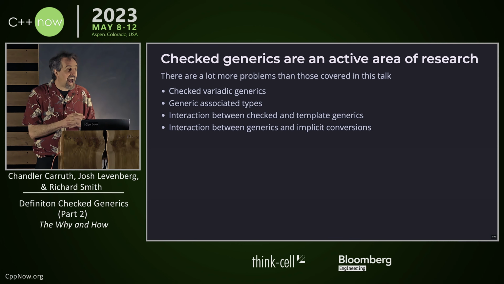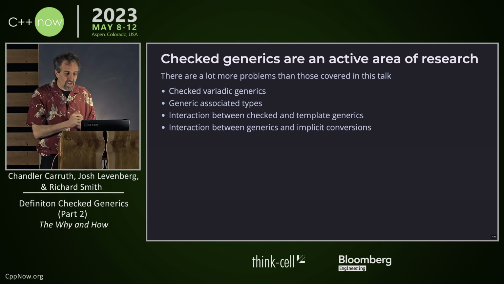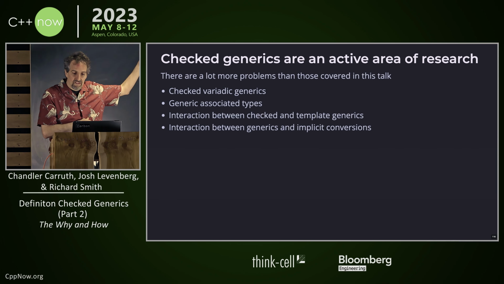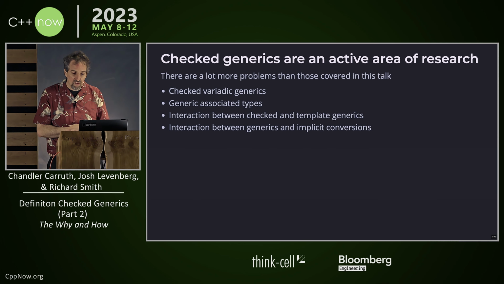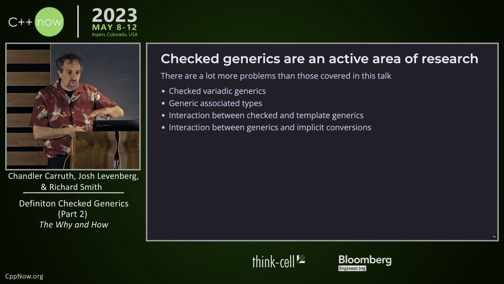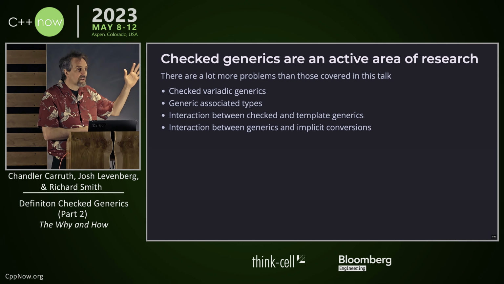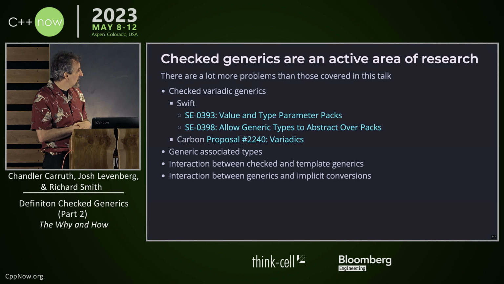Well, check generics is an active area of research. A lot more problems than ones I've talked about here. This is just a sampling of some example problems that people run into and are working on. Carbon is working on some of these, Rust is working on some of these, Swift is working on some of these. For example, this first problem, check variadic generics.